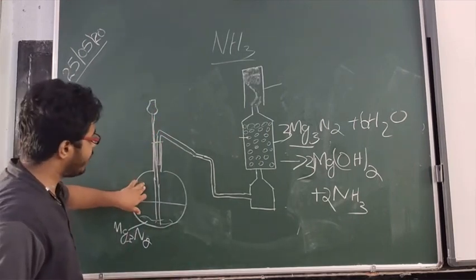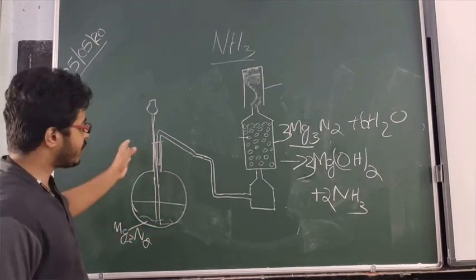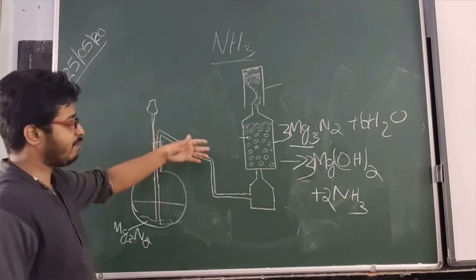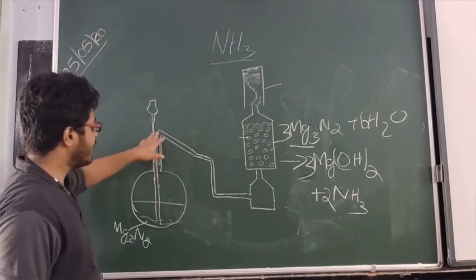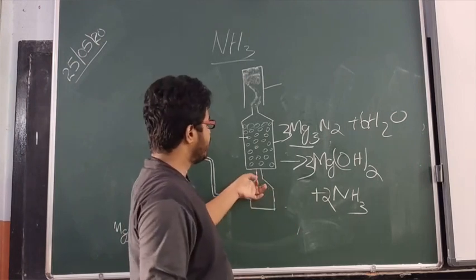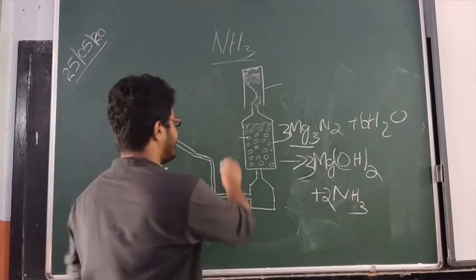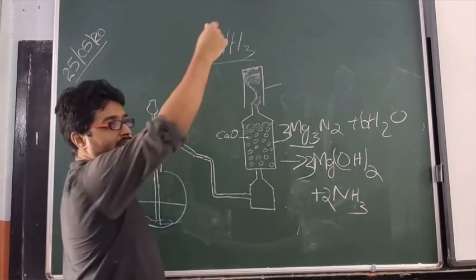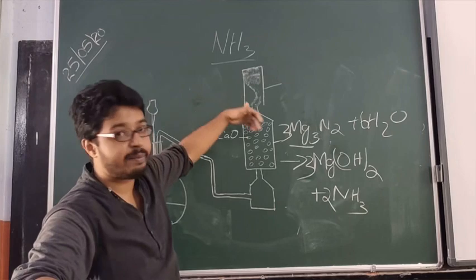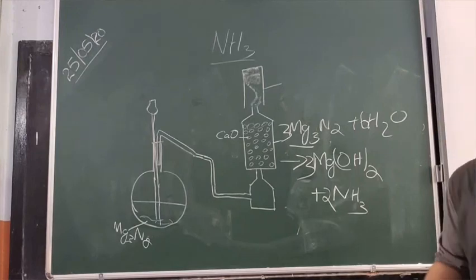Here there is no heating taking place, so there is no need to keep the flask inclined. The ammonia gas produced will rise up along with some water vapor and pass through the delivery tube to the collection chamber. Before that it passes through the drying tower containing CaO, just like our previous case. After that we get purer ammonia gas, which is collected by downward displacement of air. So this is all about laboratory preparation of ammonia.